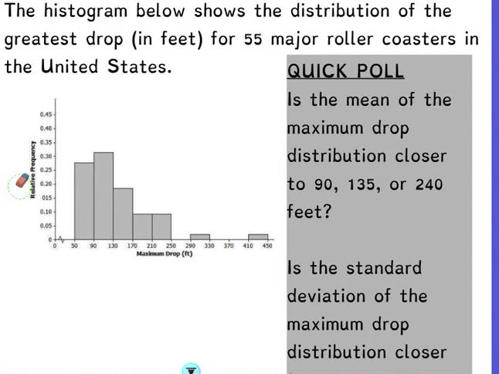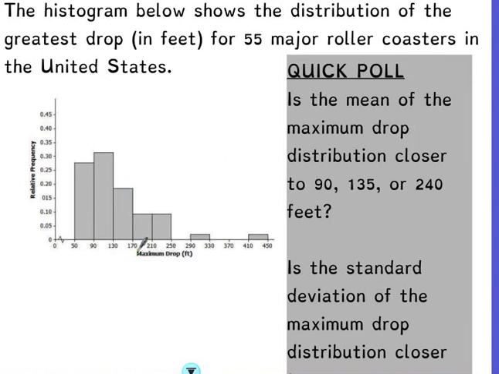Looking at the next slide, I'm going to give you guys this as a warm-up in class. I want you to take a few minutes to analyze this histogram. I don't think that this is on your note-taking guide, because I'm planning on doing a quick poll and we can talk about it together in class to see how we do. This data represents the greatest drop in feet for 55 major roller coasters in the United States.